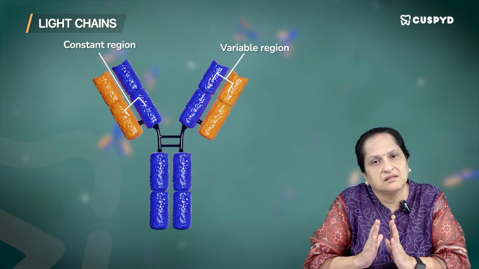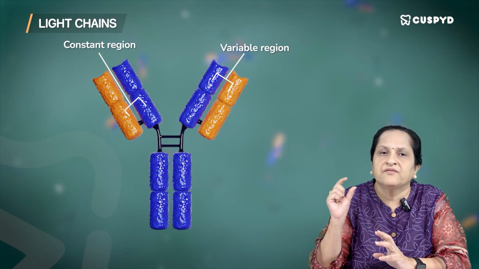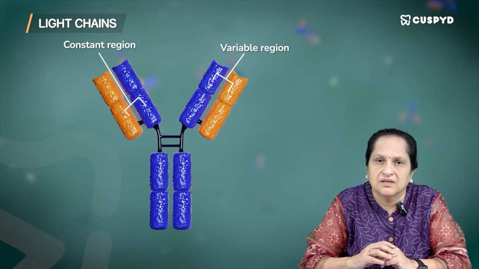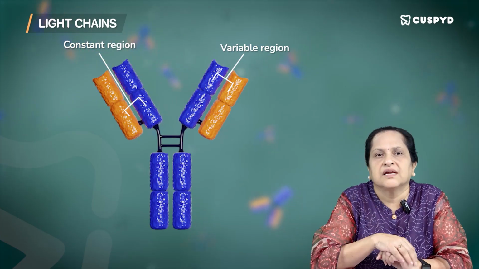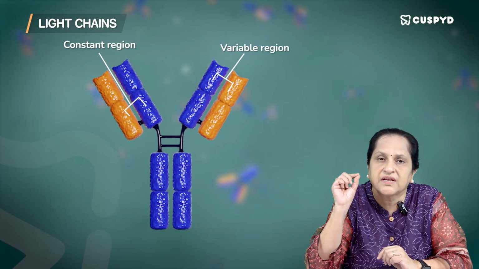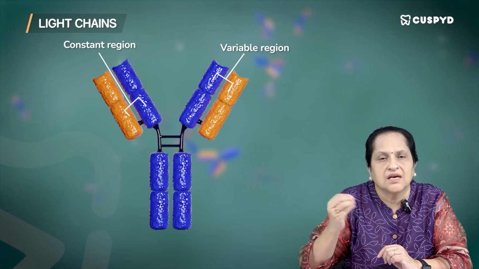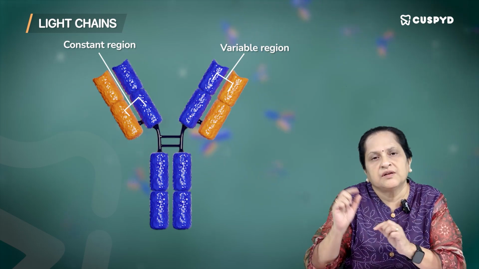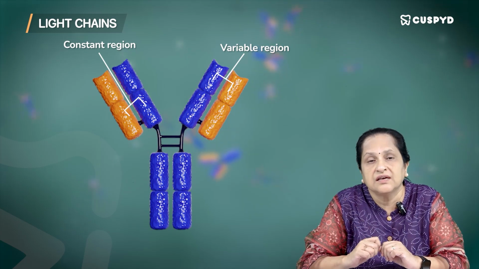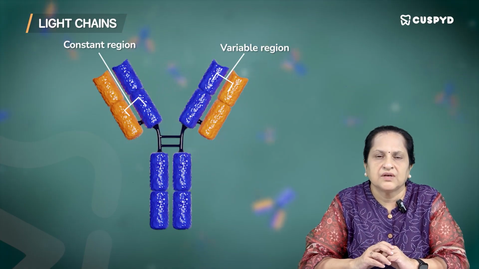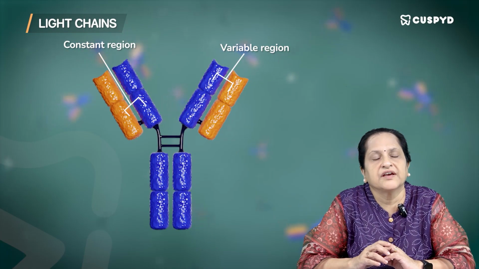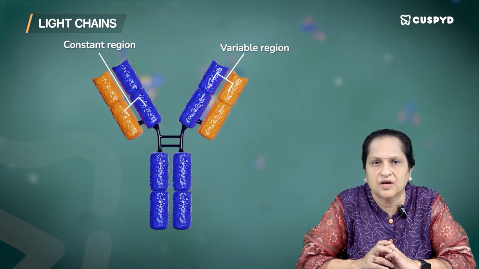This constant region does not change. The amino acids in this remain constant. But where the variable region is concerned, they keep changing based on the antigen that comes. So whatever the antigenic determinant amino acids are, your variable region will change accordingly, because of which they are very, very specific.